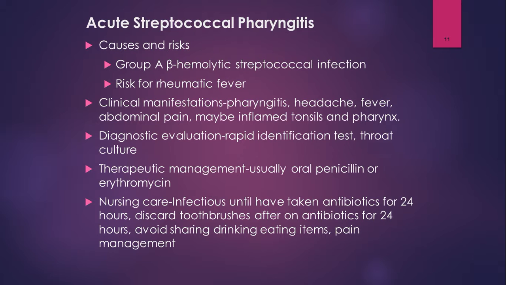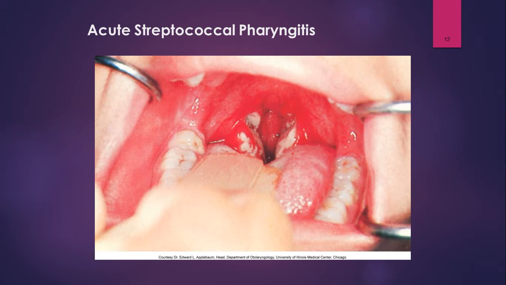These patients are infectious until they have taken antibiotics for 24 hours. After antibiotics have been taken for 24 hours, toothbrushes should be discarded. They should avoid sharing drinking and eating items, and they will need pain management. This is what acute streptococcal pharyngitis looks like.